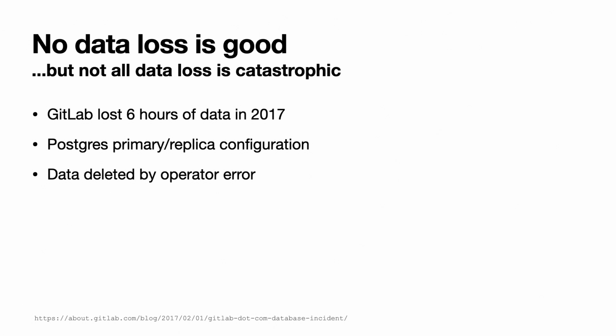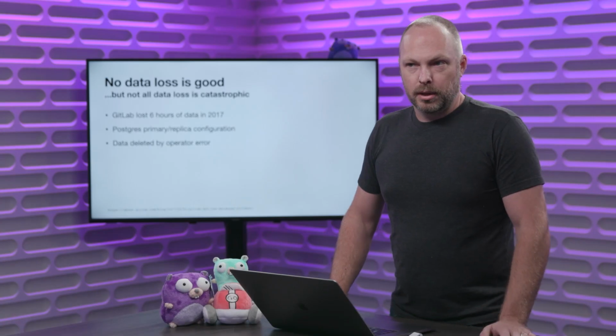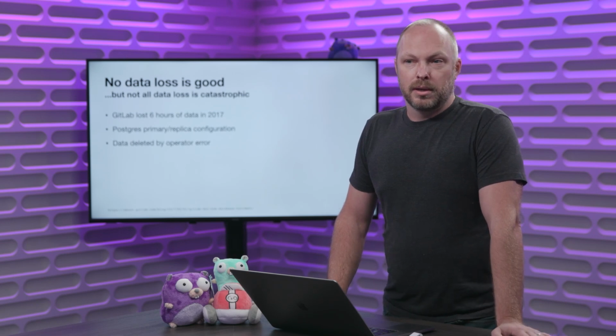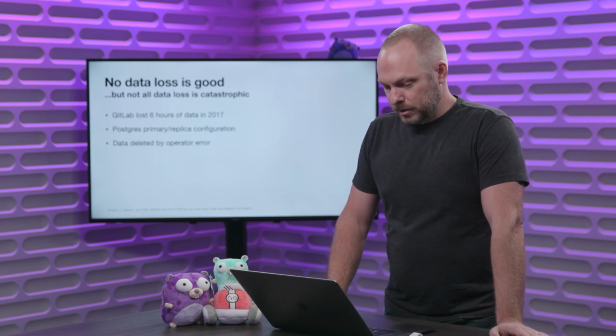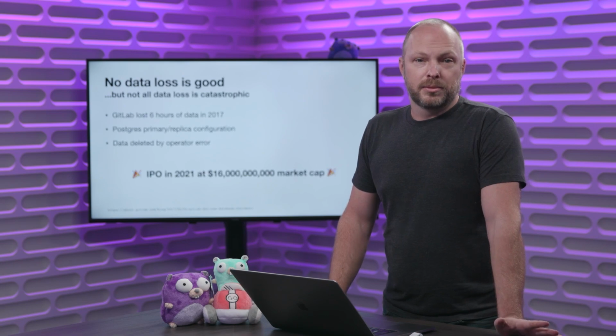They had a primary Postgres replica set up, so streaming data from one primary to a replica. However, the replica just stopped getting updates for some reason. They were trying to figure it out. And during this, the operator accidentally deleted the data on the primary when they deleted it on the replica, and they lost 6 hours. So terrible, but GitLab's still around. They haven't fizzled out. In fact, they actually IPO'd this year for $16 billion.